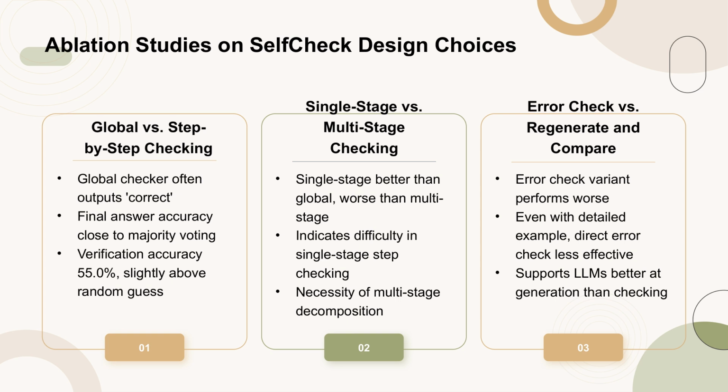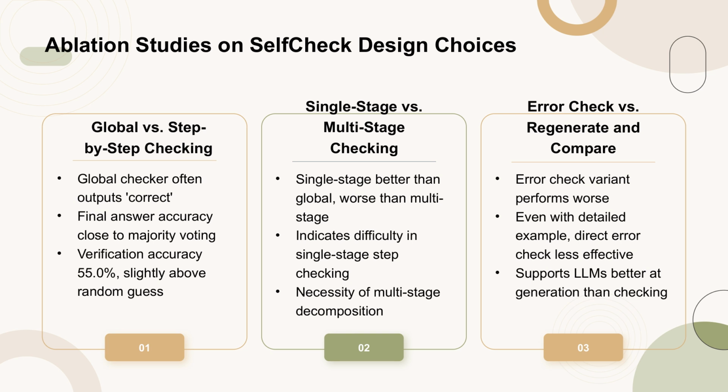In the ablation studies, the first comparison is between global and step-by-step checking. The global checker often incorrectly outputs correct, leading to final answer accuracies close to majority voting and a verification accuracy of 55%, only marginally better than a random guess. This highlights the necessity of step-by-step checking.